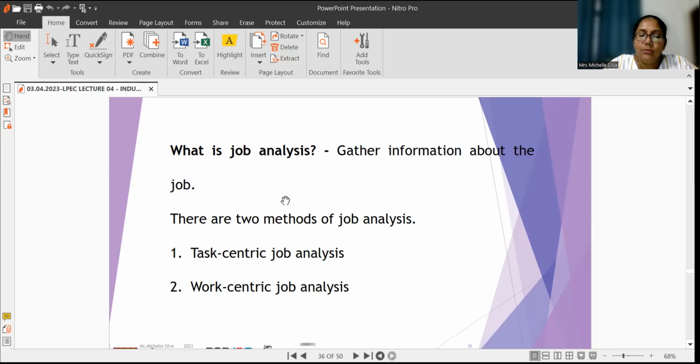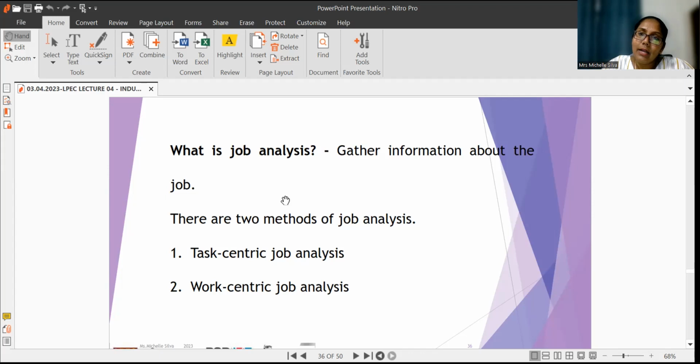Knowledge, skills, and attitudes. So basically you can write down like task-centric job analysis is the hard part of the job. Hard, H-A-R-D. Under task-centric job analysis, it's a hard part of the job. And work-centric job analysis, it is a soft side of the job.